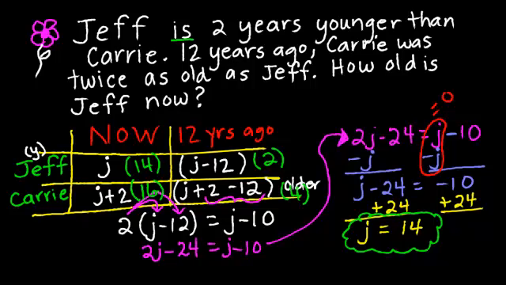Okay. So if we compare these two numbers right here, Carrie was twice as old as Jeff. Carrie was 4 and Jeff was 2. So we do have a correct answer. Jeff is 14 years old. Right there. And that is the end of the presentation today.